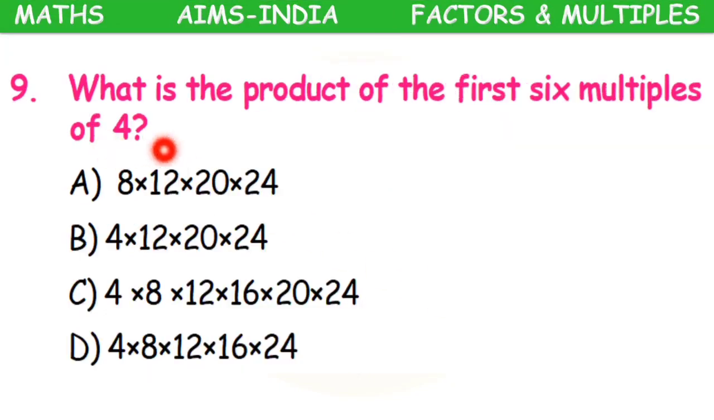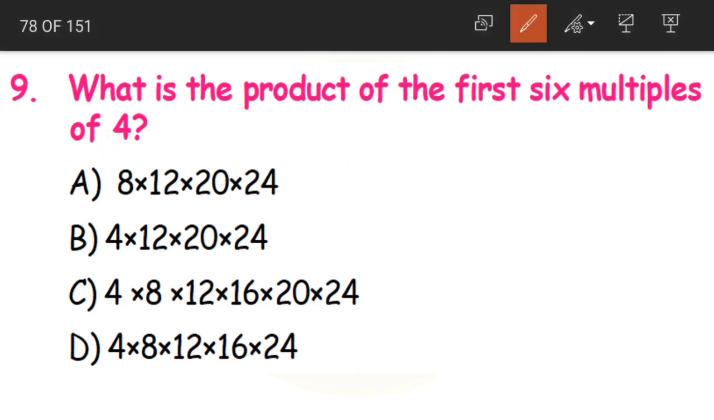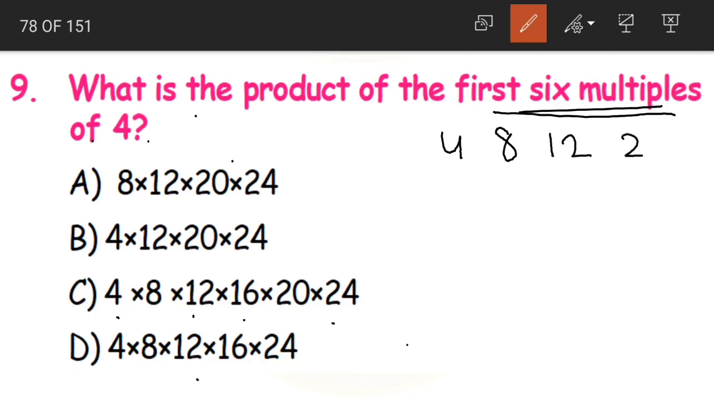Next, question 9. What is the product of the first 6 multiples of 4? See, if you look at the options, we are not actually finding out the product. We are just writing all the first 6 multiples of 4 in a multiplication form. What are the first 6 multiples of 4? 4 ones are 4, 4 twos are 8, 4 threes are 12, 4 fours are 16, 4 5s are 20 and 4 6s are 24. Yes, these are our first 6 multiples. Now product means we have to multiply.